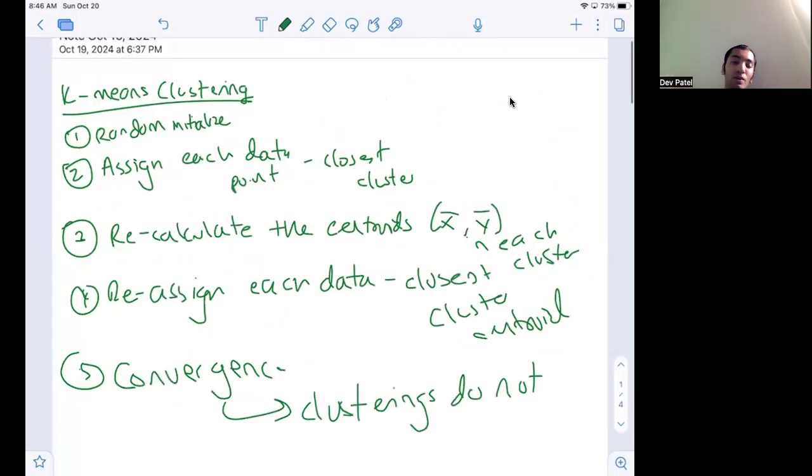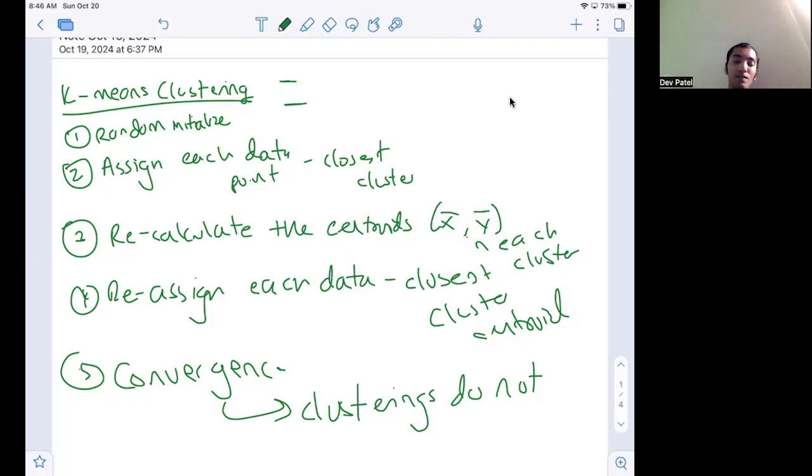A couple of things to know here: we do require the number of clusters. That's a drawback. If you're given a data set and you don't really know how many clusters you even want in the first place, you just want a clustering, that's one of the drawbacks of k-means. You need to specify the number of clusters that you want. So that's one con.